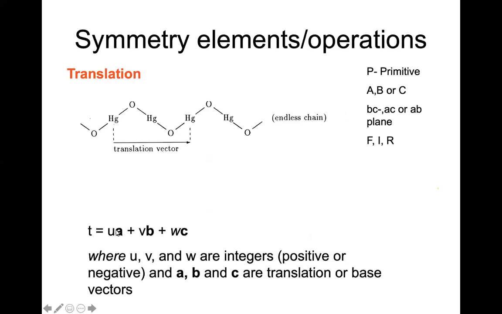And in general, we use the translational vector UA plus VB plus WC, where U, V, W are integers, okay, positive or negative, and A, B, C are the translational or basis vectors. So you can translate any atoms to any directions with respect to the directions, and which is indistinguishable, then we'll say that it has translational symmetry.